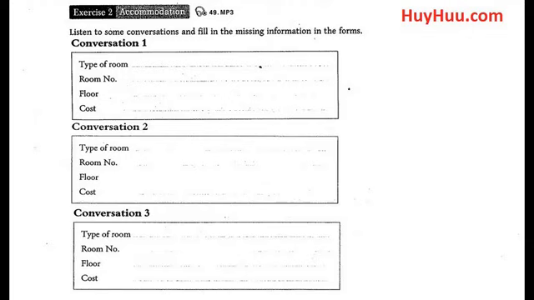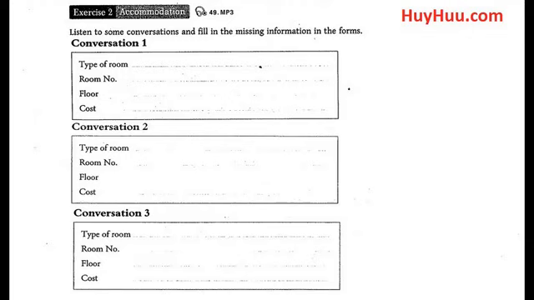Conversation 2. Can I book a double room for the weekend, please? Yes, we have a room vacant on the 1st floor, number 135. How much does it cost? £25, including English breakfast.